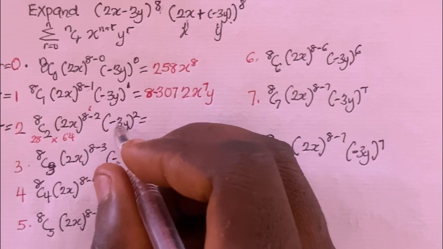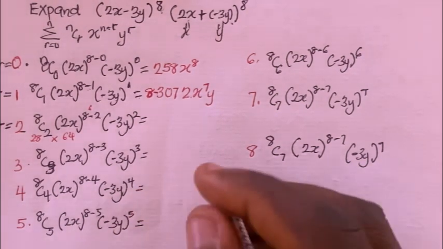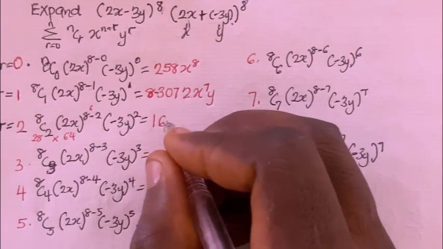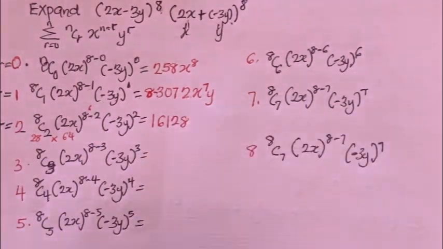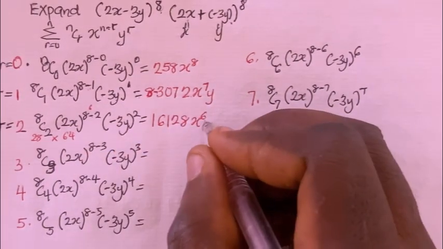Then here I'm going to have minus 3 squared. That's going to give us 9. Exactly. So that's going to be 28 multiplied by 64 multiplied by 9. Let's see what we're going to have. That's actually 16128, right? Then we have x to the power of 6, then y raised to the power of 2.